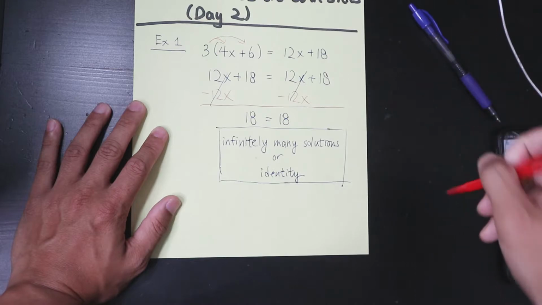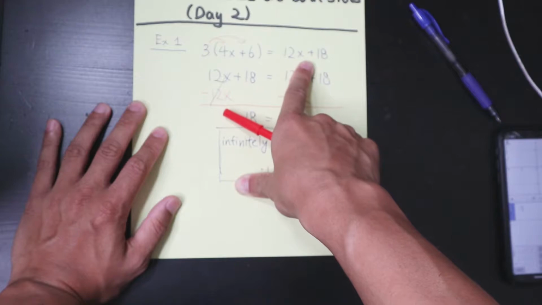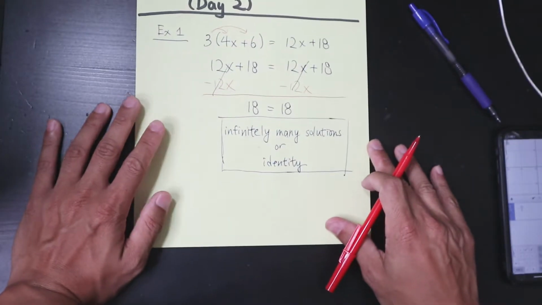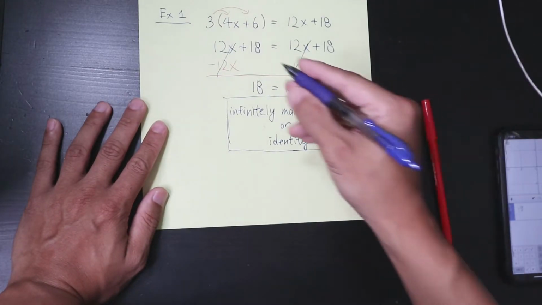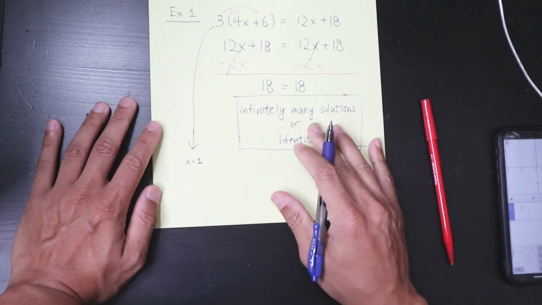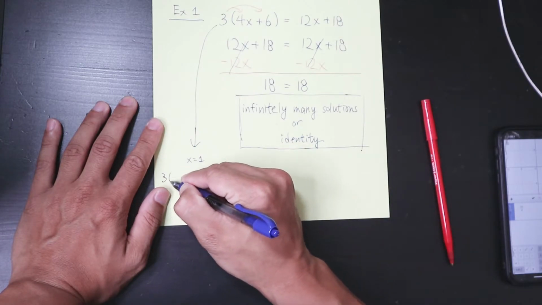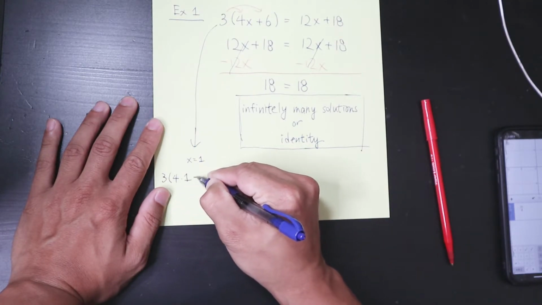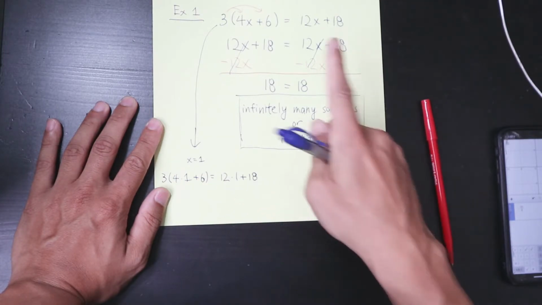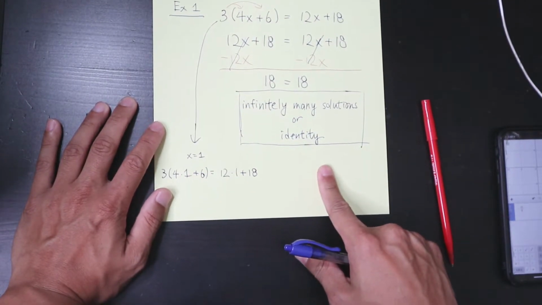What does it mean? It means that it does not matter what the value of x is. When you plug it into the equation, both sides are going to be equal. So let's actually try it out. Let's say x is 1. If I were to replace all the x's with 1, let's see what happens. I'm going to have 3 multiplied by 4 times 1 plus 6 is equal to 12 times 1 plus 18. I replaced all the x's with the value 1, and we want to see whether both sides are equal to each other.